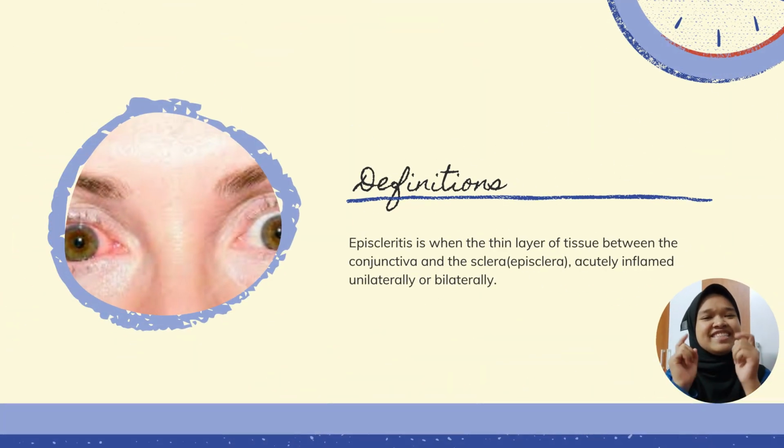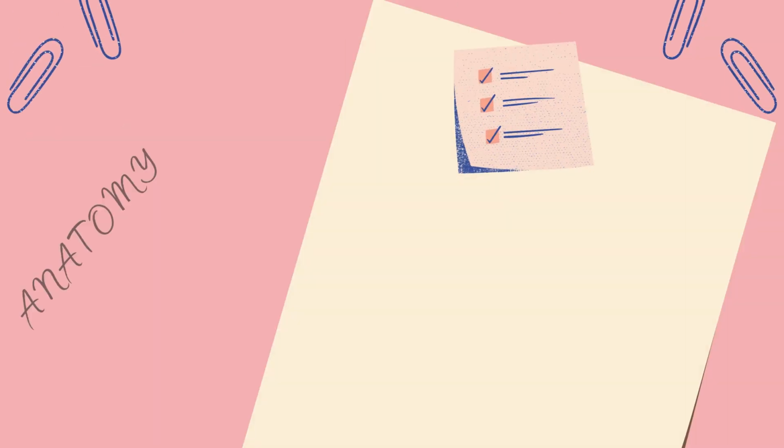Let me introduce what it is. Episcleritis is an acute unilateral or bilateral inflammation of the episclera. So what is the episclera? The episclera is a thin layer of tissue between the conjunctiva and the sclera. It is composed of loose connective tissue with vascular supply coming from the anterior ciliary artery, which is a branch of the ophthalmic artery. The infected eye usually appears red due to the inflammation, and this disease can affect one or both eyes.